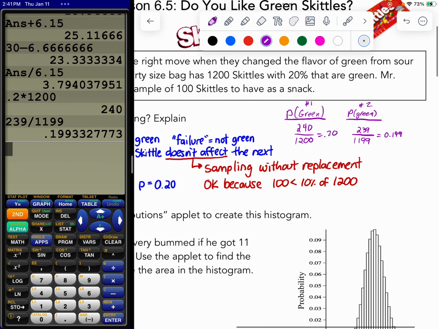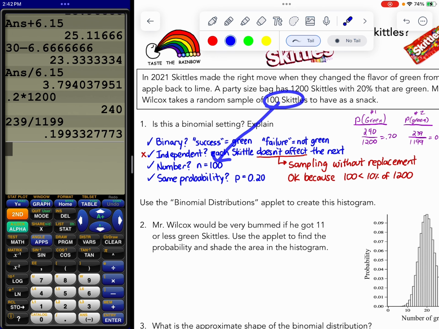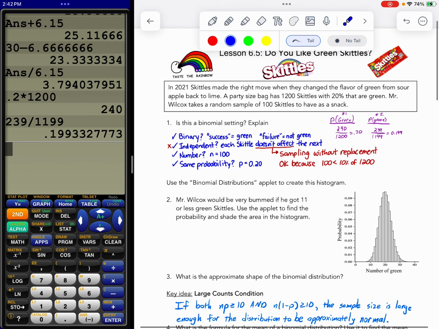So we're okay to keep taking these Skittles out and not put them back. You see the not replace them, because I'm only taking out 100 Skittles, which is not big enough to substantially change these percentages as I march along, okay? That's the idea. I'll revisit this later. N, is there a set number of trials? Yes. My sample size is 100. It's fixed. And we're saying the probability is remaining essentially the same. Again, I just mentioned that we're treating it as essentially the same, okay?